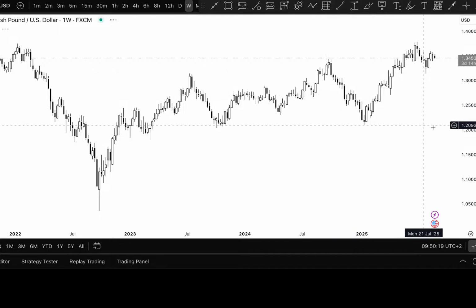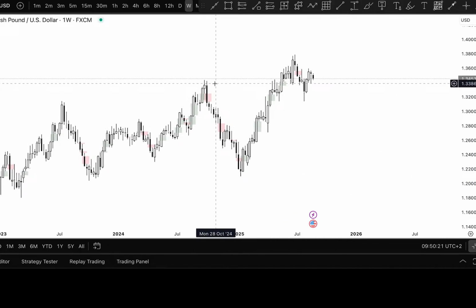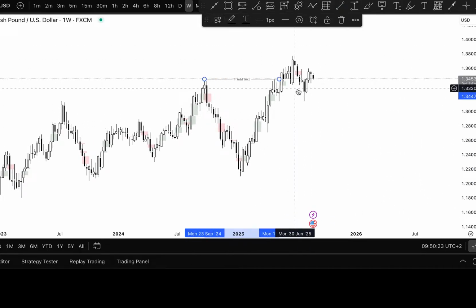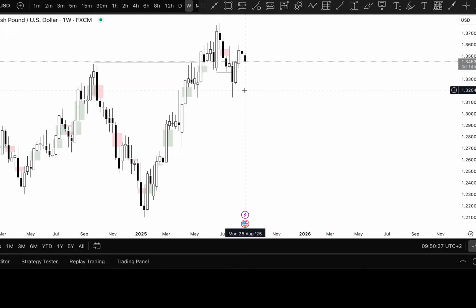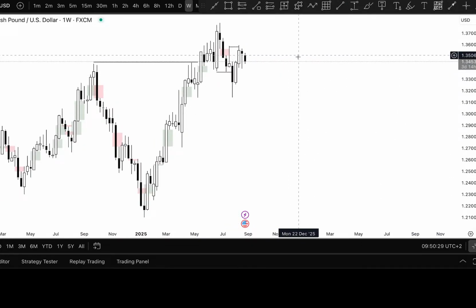Let's start with the daily time frame and the weekly time frame. Yeah, it's showing clear bullishness. This low has been taken, and this high has also been taken in the weekly.